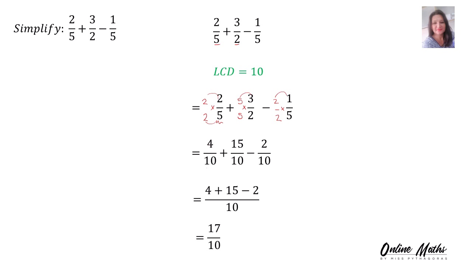But remember, this is an improper fraction. So let's write it as a mixed number, and that one you can convert into 1 and 7 tenths.